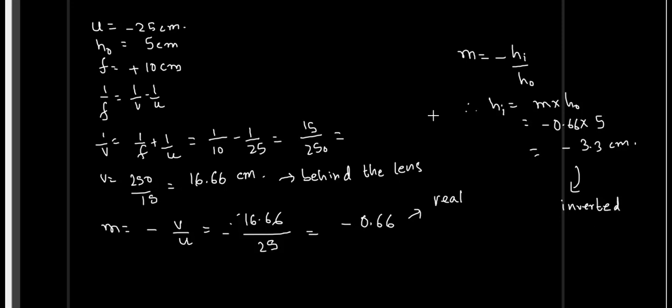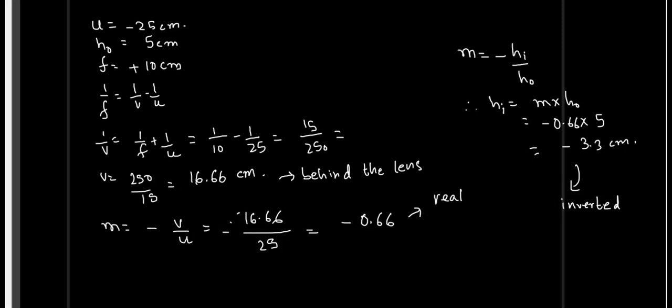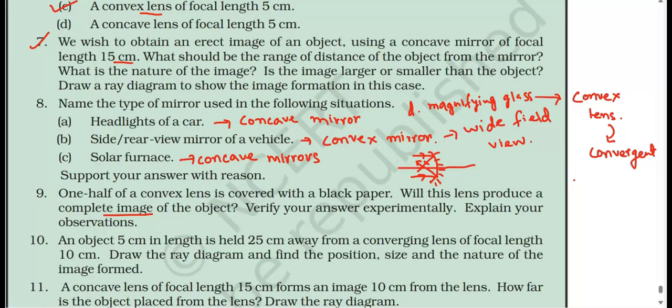All right, so we got the position, we got the size, and we got the nature of the image. What is the position of the image? It is behind the lens. What is the nature of the image? It is real. And it is inverted in nature. So we got everything over here. Now let us go to question number 11.